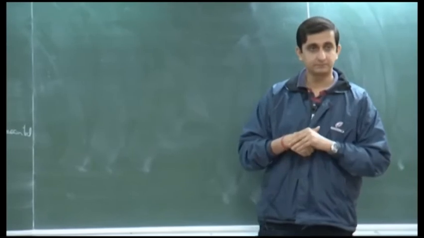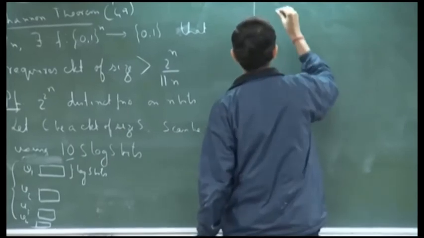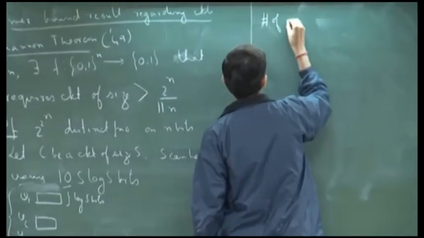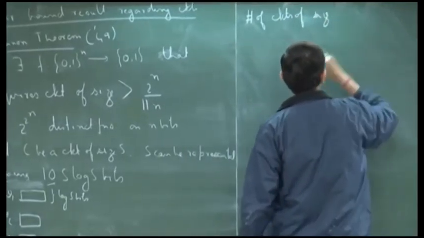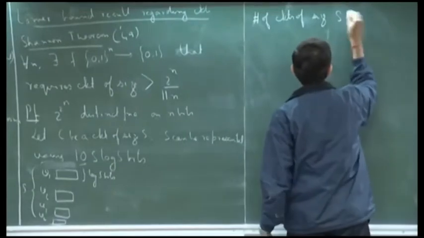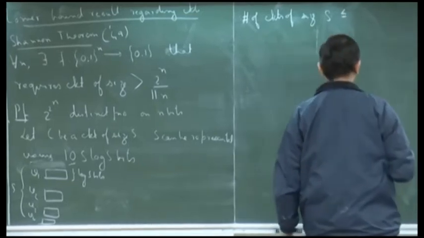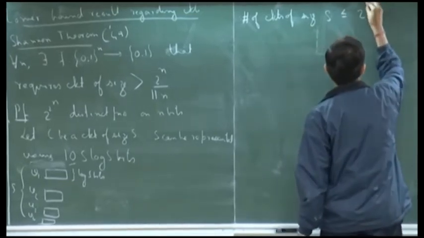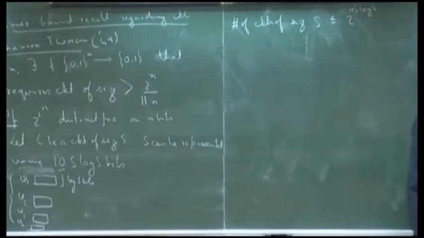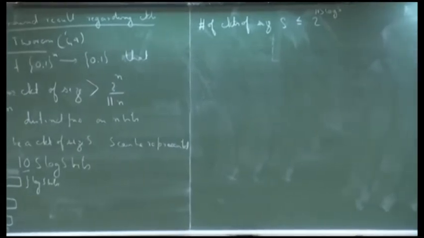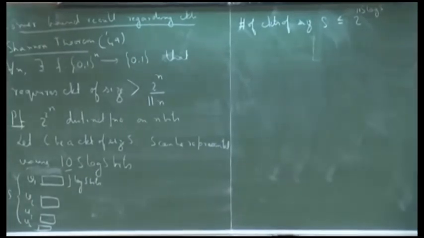Okay. So, is this clear? Yeah. So, now how many such circuits are there of size S? The number of circuits of size S is at most 2 to the power 10 s log s bits, right, because each such circuit can be represented by a string of so many bits, and this is the total number of distinct such strings.